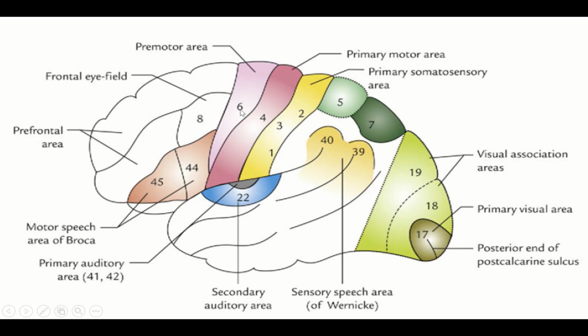You can see the premotor area, area number 6. You can see the frontal eye field. You can see Broca's area in pars triangularis and pars opercularis. You can see the primary auditory area 41 and 42 in the anterior transverse temporal gyrus, Heschl's gyrus. You can see area 22, the secondary auditory area. Areas 22, 40 and 39 together we call Wernicke's area of speech, or the sensory speech area of Wernicke. Here you can see the primary visual area 17, the visual association areas 18 and 19, the sensory association areas 5 and 7, and the primary somatosensory area 3, 1, 2.